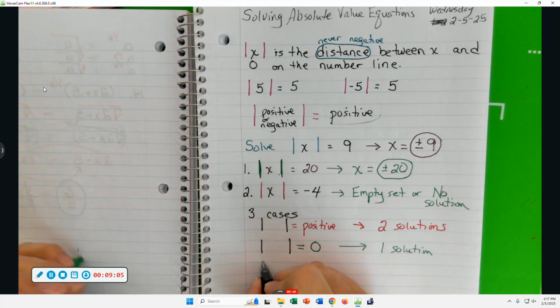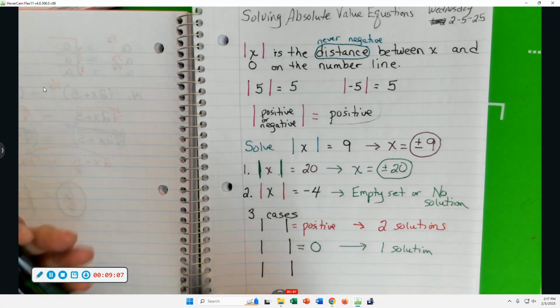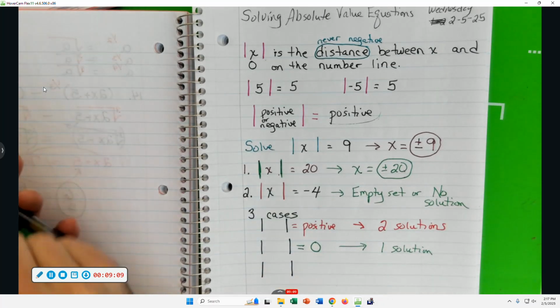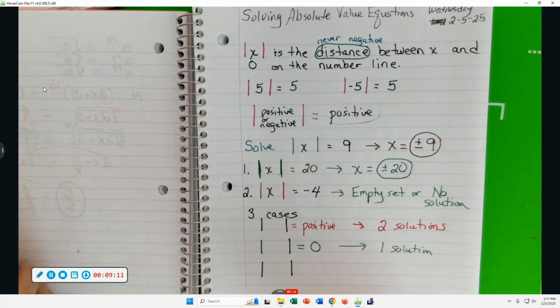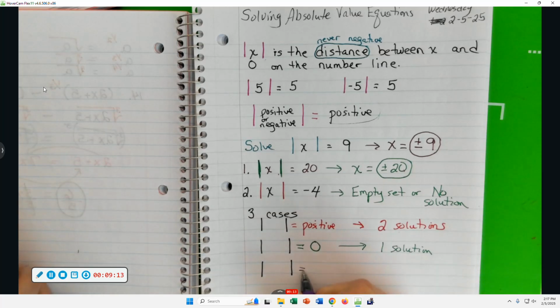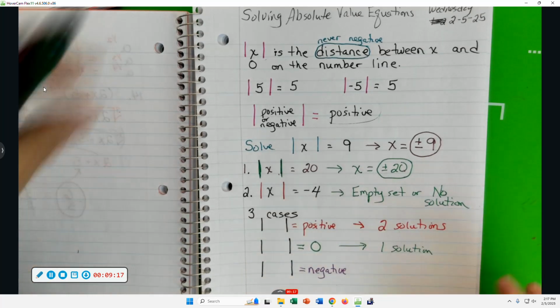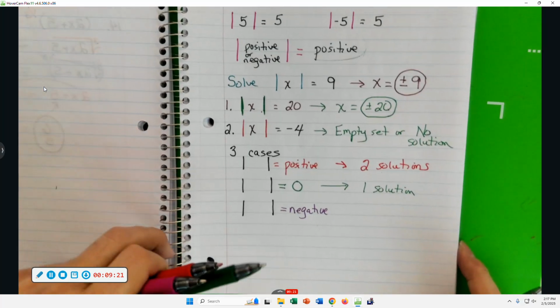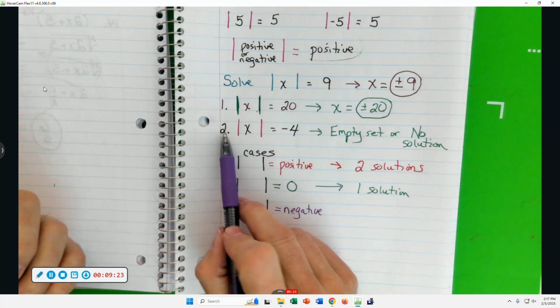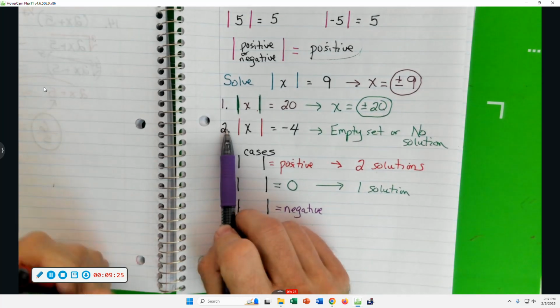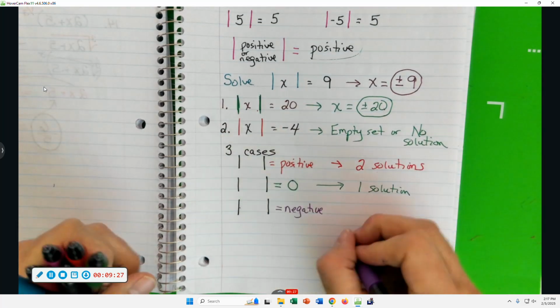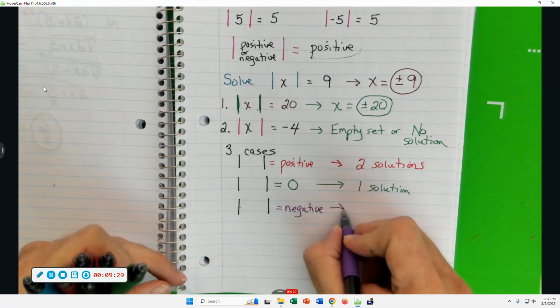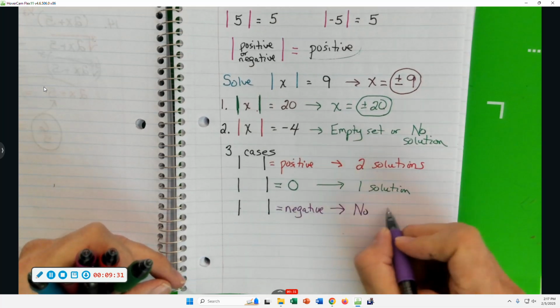Can you guess what I'm about to write? I have absolute value equals positive. I'm about to write absolute value equals negative. And what did problem number 2 tell us about absolute value equals negative? No solution.